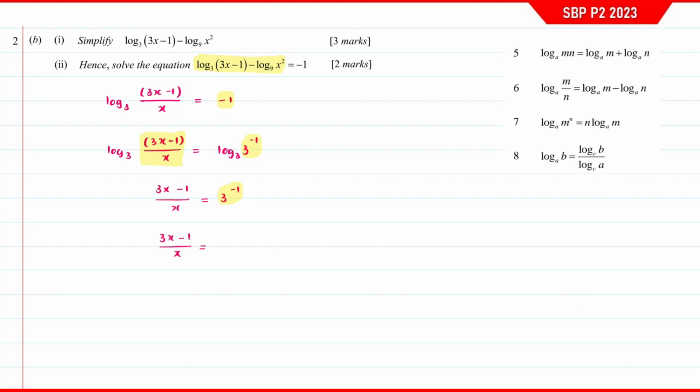So 3 to the power of negative 1, this is equal to 1 over 3. So here we're going to cross multiply this. So 9x minus 3, this is equal to x. So next we're going to get 9x minus x is equal to 3. So 8x equal to 3, then x is equal to 3 over 8.